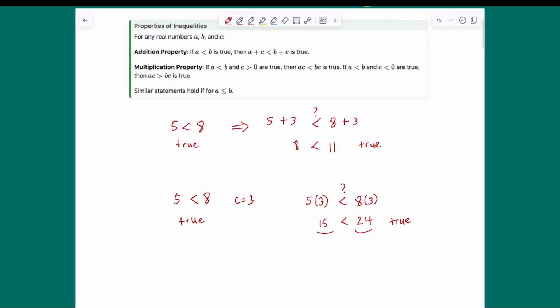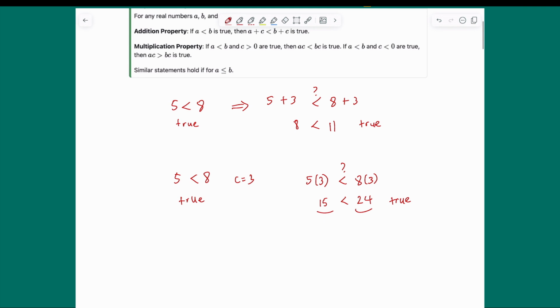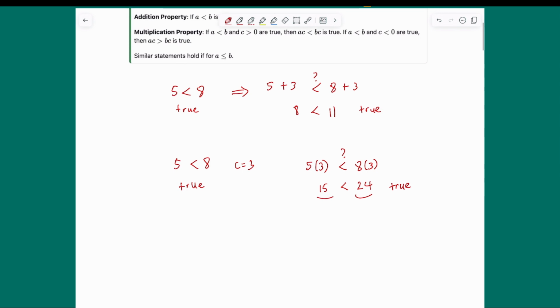The other multiplication property states something very similar, but this time, though, it says if a is less than b and c is negative are true, then a times c is now greater than b times c is true. And so let's see that. So we know 5 is less than 8. But this time we'll take c equal to negative 3. But let's see, we have 5 times negative 3 and 8 times negative 3.